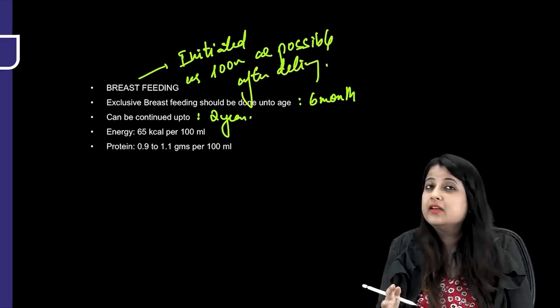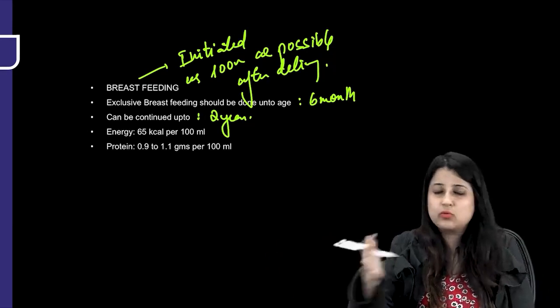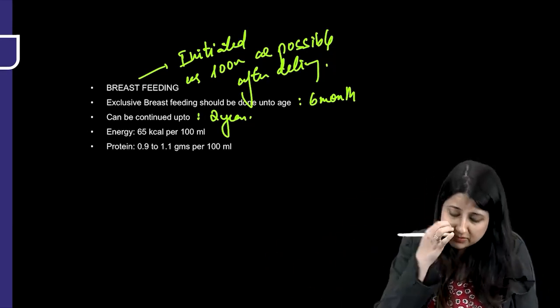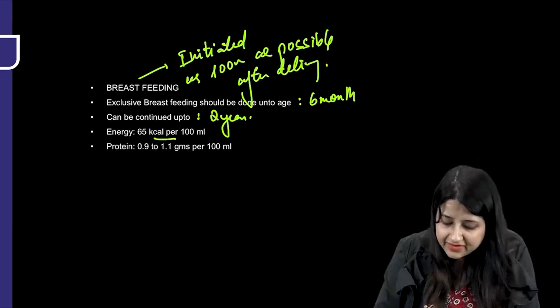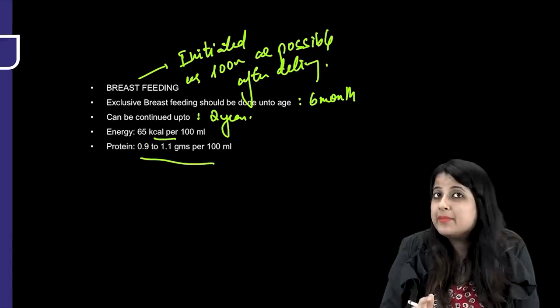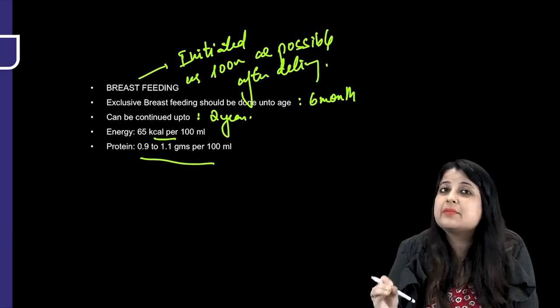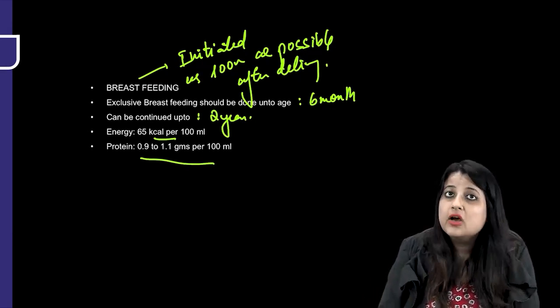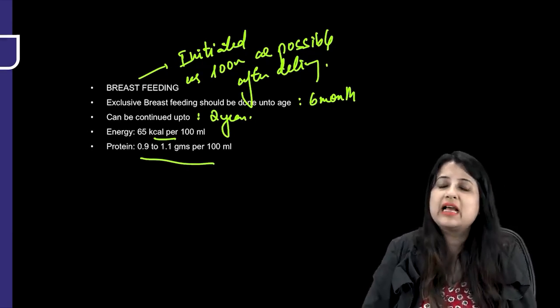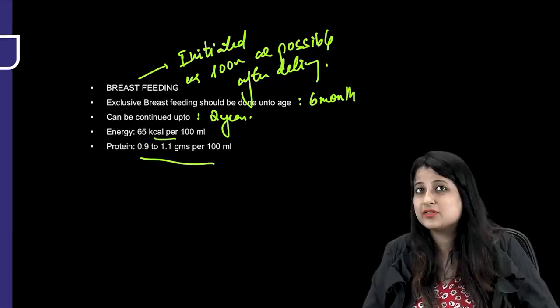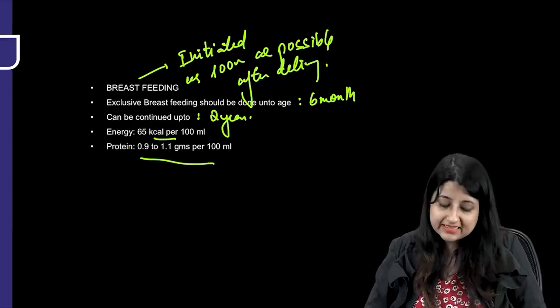There's no guideline, that 1 hour, 3 hour, no. Whether vaginal or C-section, you give it as soon as possible. Energy 65 kilocalories per gram, protein 0.9 to 1.1 gram. Now remember, human milk, breast milk, has the maximum amount of lactose. Cow's milk might have 67 kilocalories, but human milk has 65.